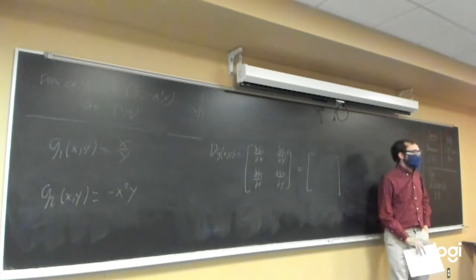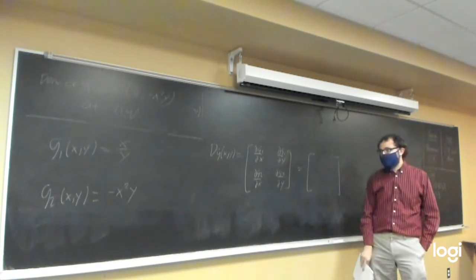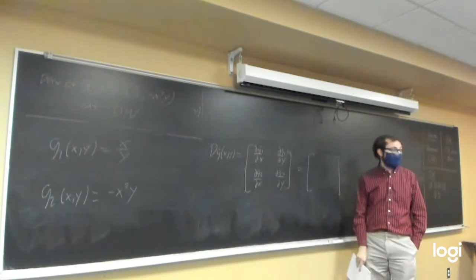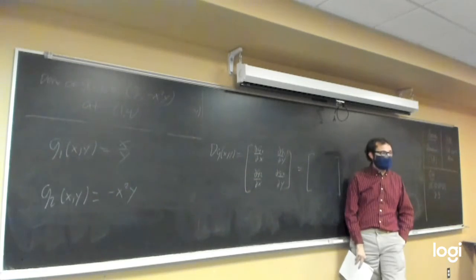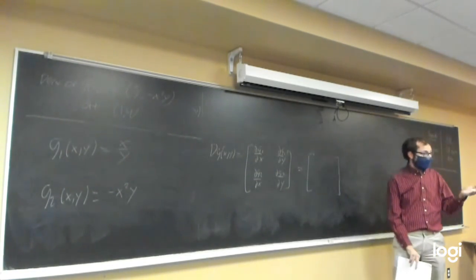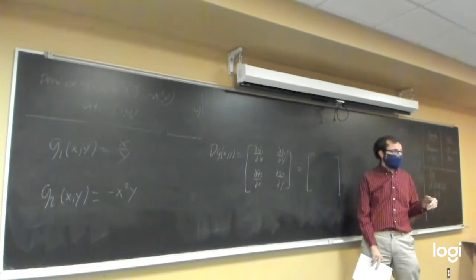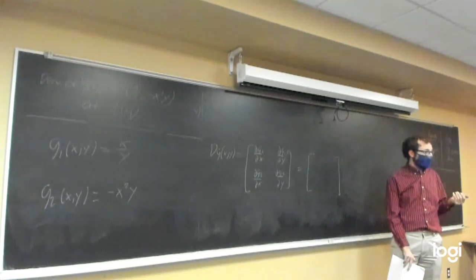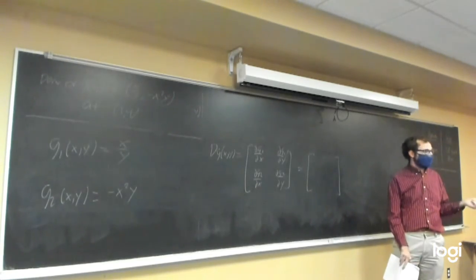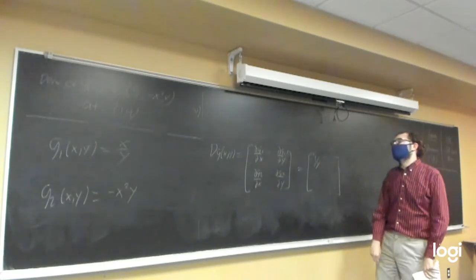What's going to be the derivative of g1 with respect to x? If we were to differentiate x over y and treat y as a constant and x as a variable, what would we get when we took a derivative? Yeah, 1 over y. Because x over y is the same as 1 over y times x, and anytime you take the derivative of a constant times x, you're just going to get that constant, which is 1 over y in this case.